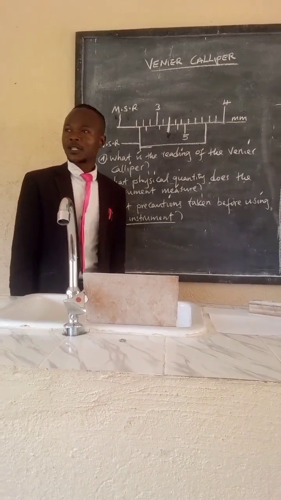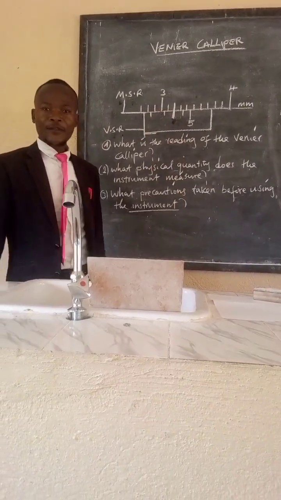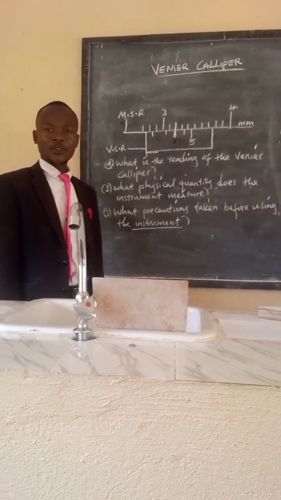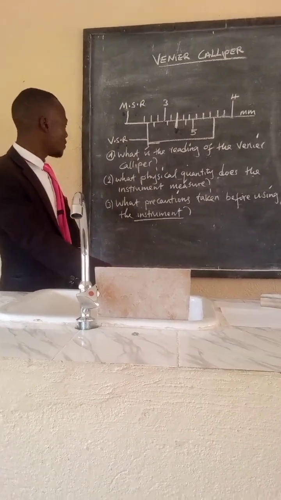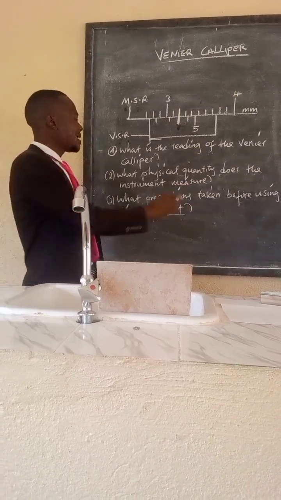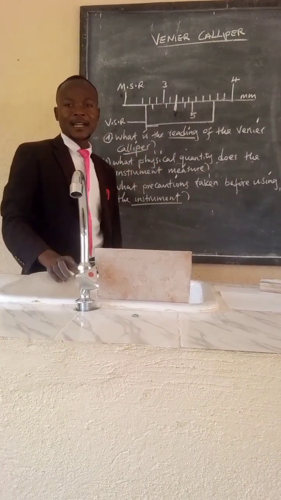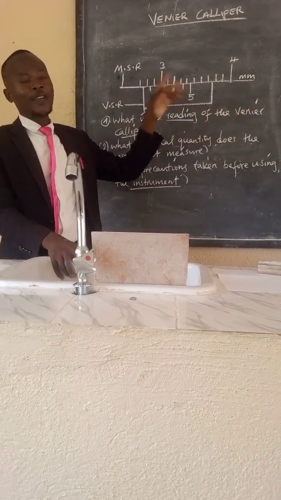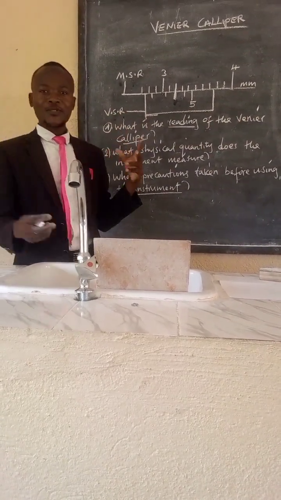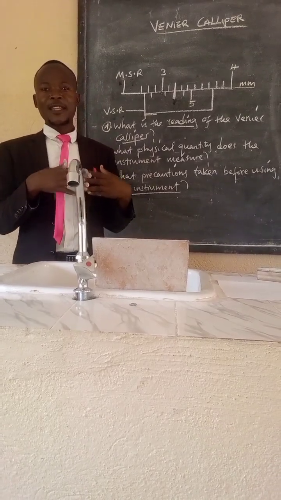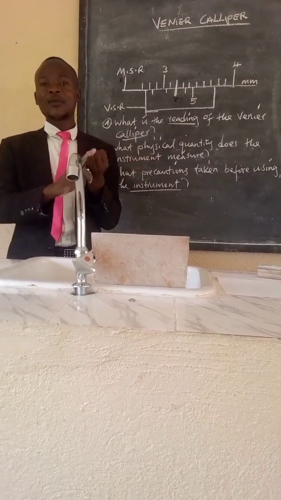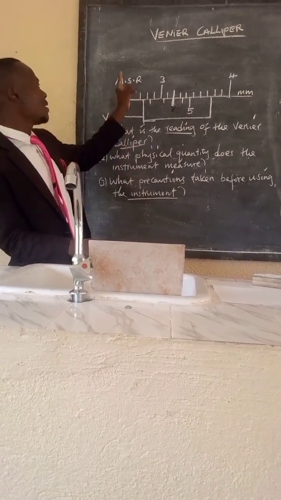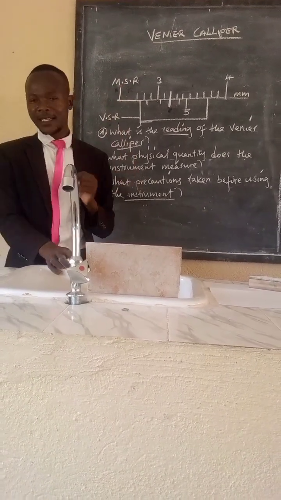Okay, so we shall look at the vernier caliper. We have got the first question, which says, what is the reading on the vernier caliper? So we want to determine the reading which is on the vernier caliper. What you are supposed to grasp when determining the reading, number one, you have to add both readings of the main scale and the vernier scale.